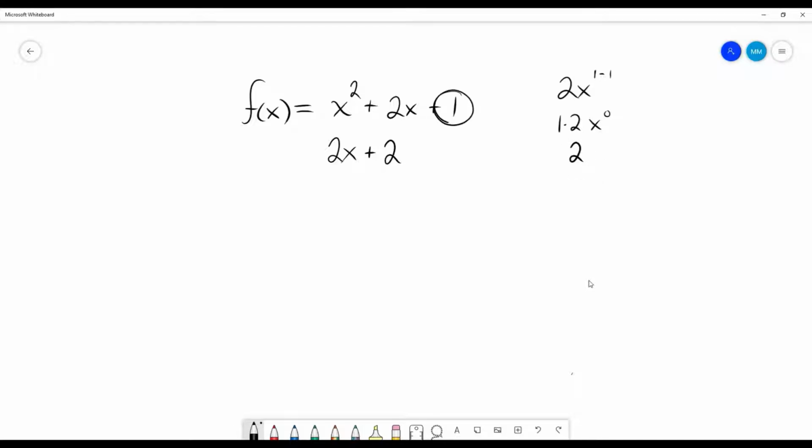And then, like we said before, the derivative of a constant, and 1 is a constant, is 0. So it basically just drops off. So the derivative of f of x is just 2x plus 2. And that's all our sum rule shows us.